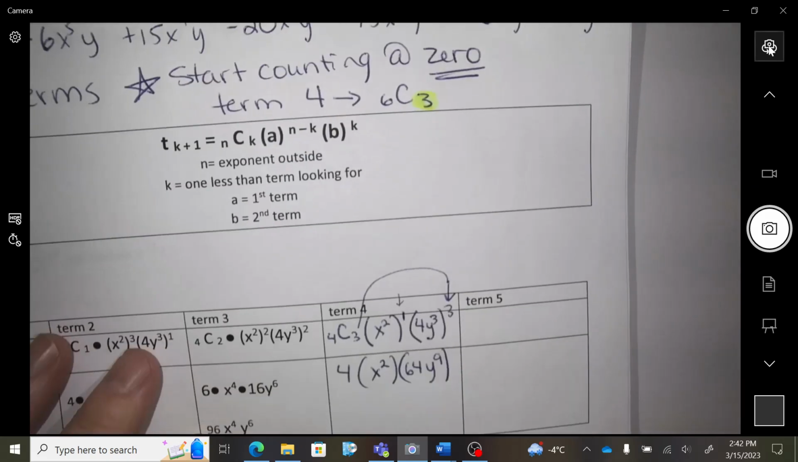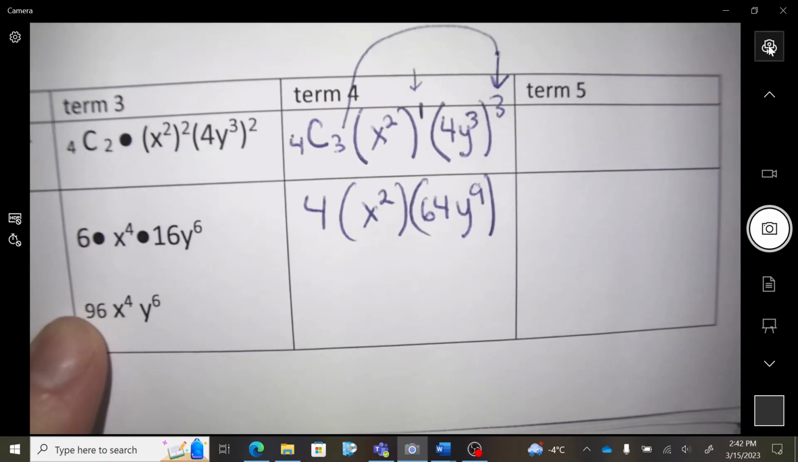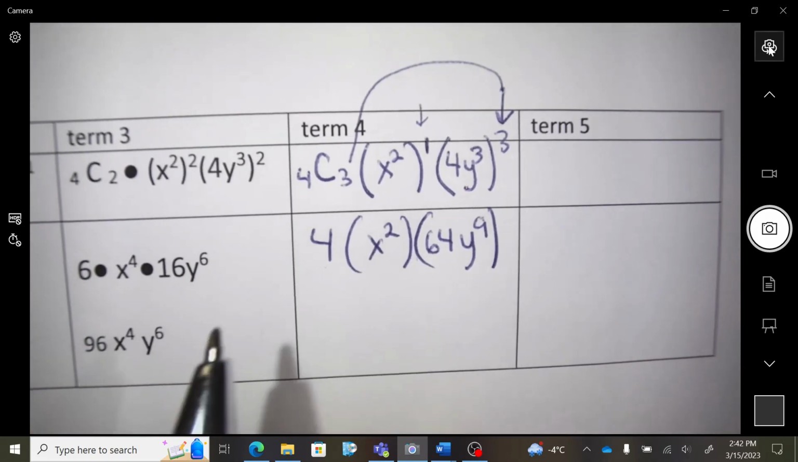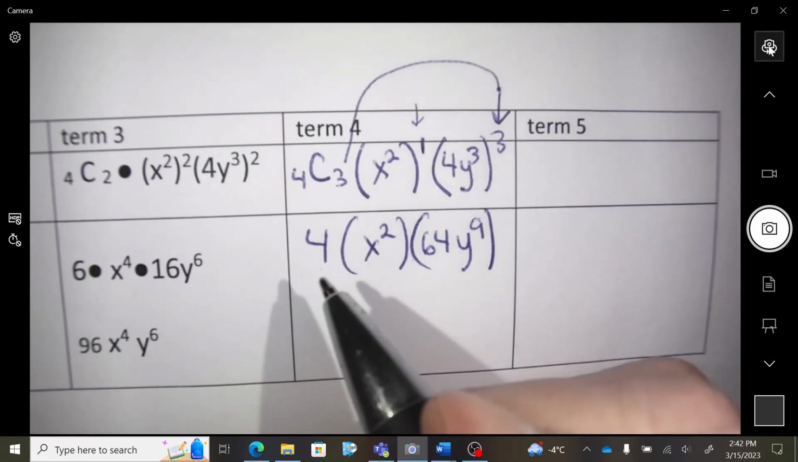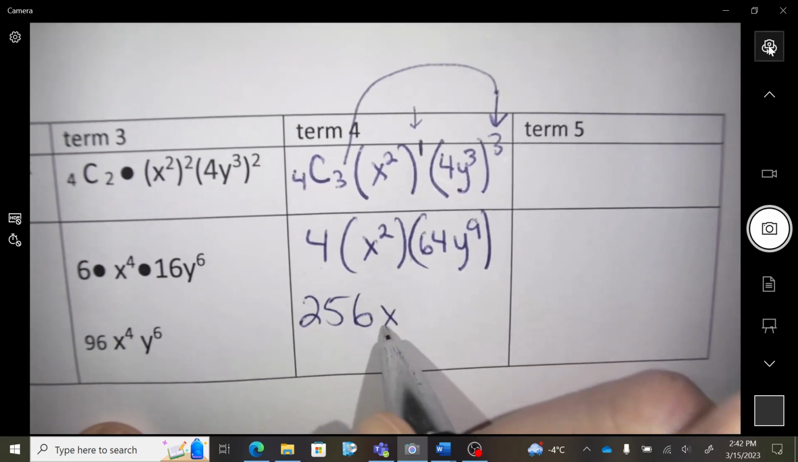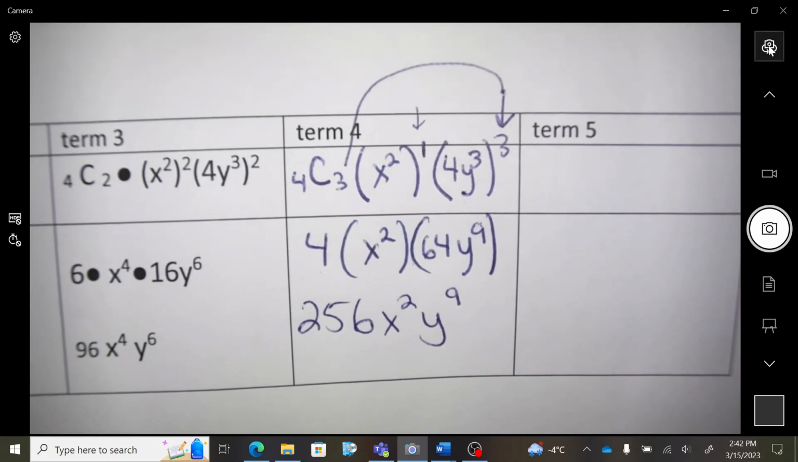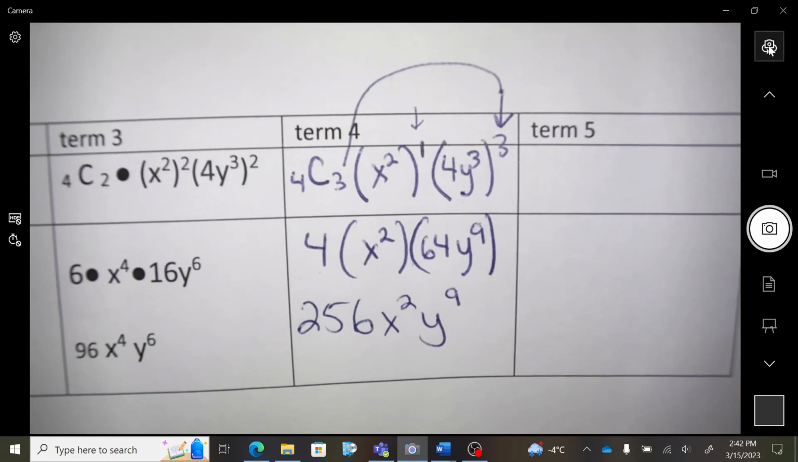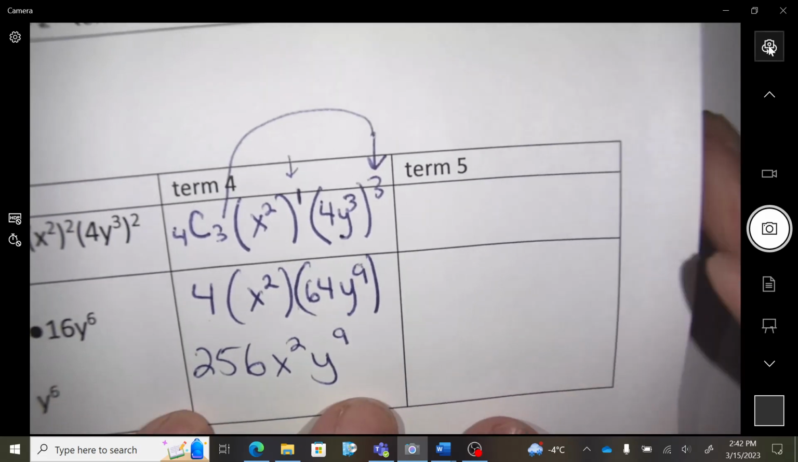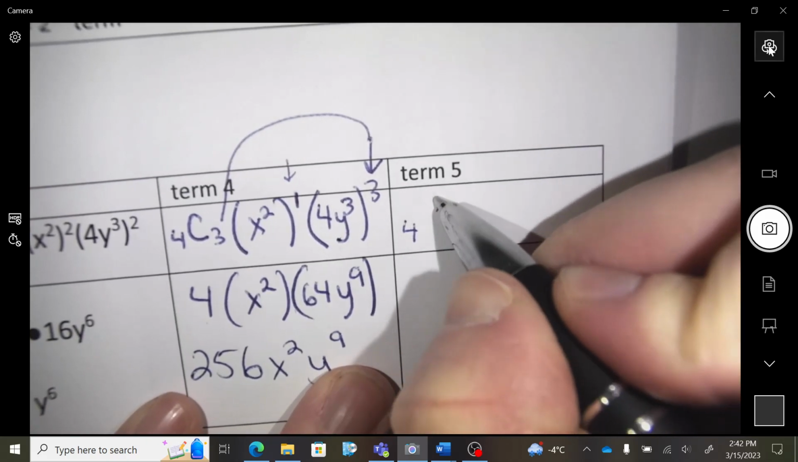Okay, after grade 9, we jump right straight to this. So I'm just going to do the 4 times 64. So 256 x squared y to the 9th. That is the 4th term in the expansion. Think about how much better this is than expanding this by hand.